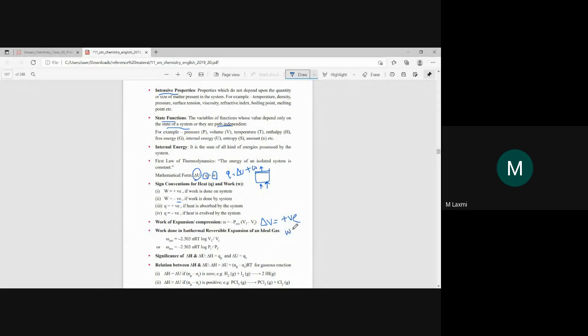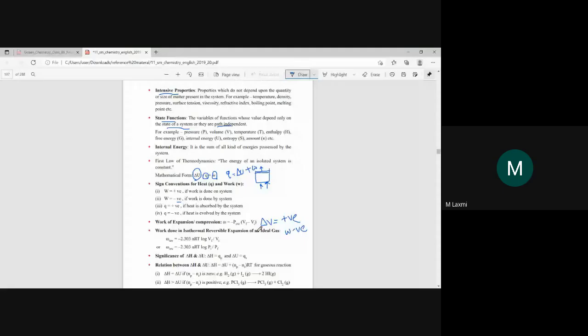I'm repeating, work of expansion and work of compression. I'm explaining expansion first. During expansion, the final volume is more than the initial volume. So Vf minus Vi, delta V, will be positive, because initially you have some volume, and after applying heat the volume has risen. So obviously the final volume will be more. When you subtract initial volume from final volume, your delta V value will be positive. But work is done by the system, so W is negative. This is in case of expansion.